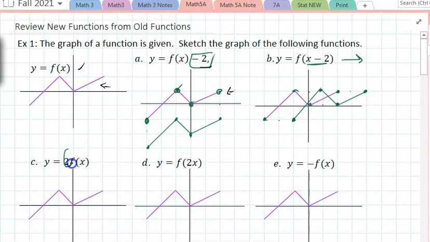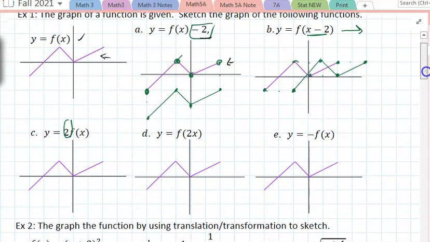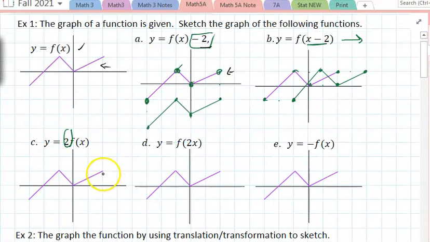This is multiplying the y values by 2. So you could do those point by point. You could say this is the point 2, 1, multiply the y by 2, 2, 2. Or you could stretch it by a factor of 2. 0 doesn't move. Stretches up to 2. And this is negative 3, negative 1. So it's going to be negative 3, negative 2 if you multiply the y by 2. And you'll notice the stretch along the y.